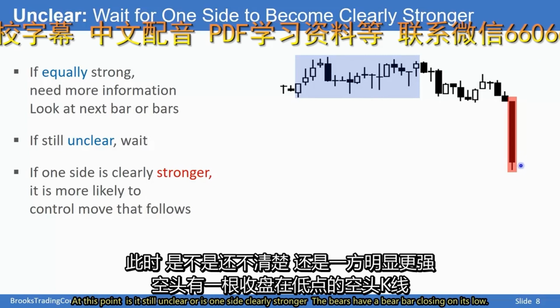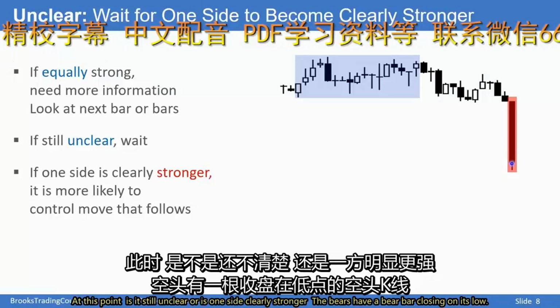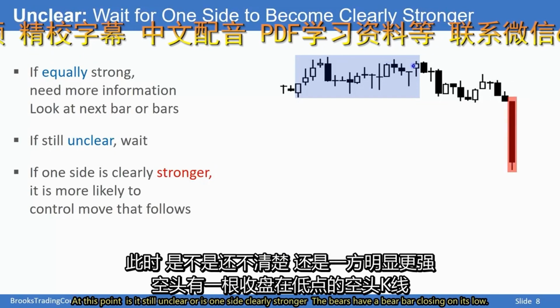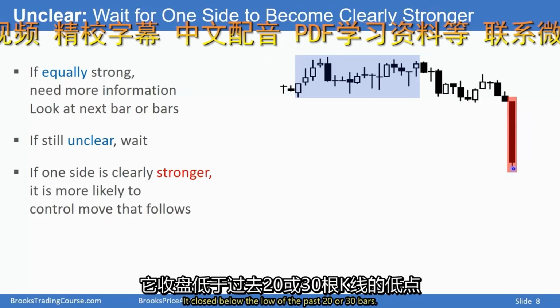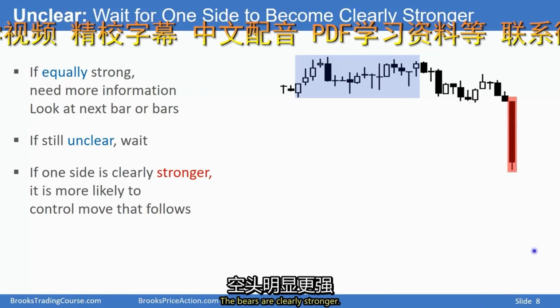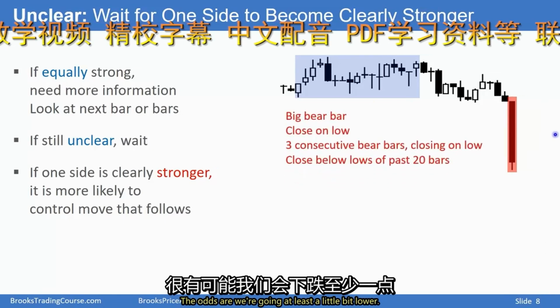At this point, is it still unclear, or is one side clearly stronger? The bears have a bear bar closing on its low. It's a big bear bar. It closed below the low of the past 20 or 30 bars. The bears are clearly stronger. The odds are we're going at least a little bit lower.